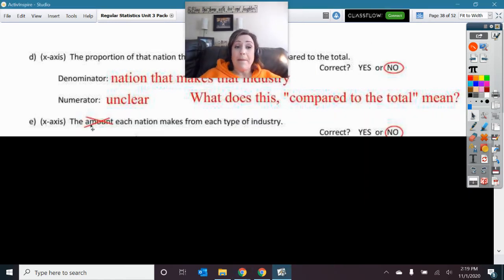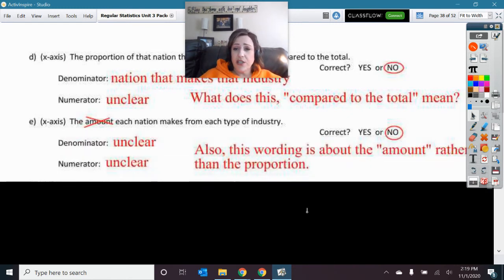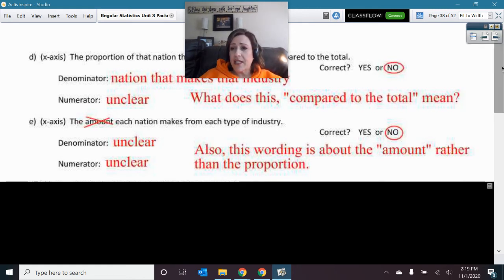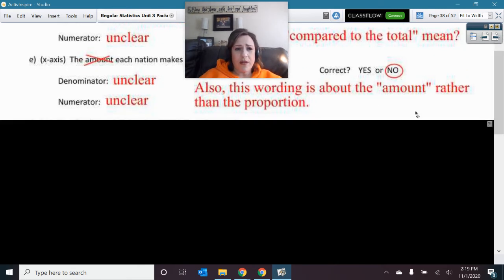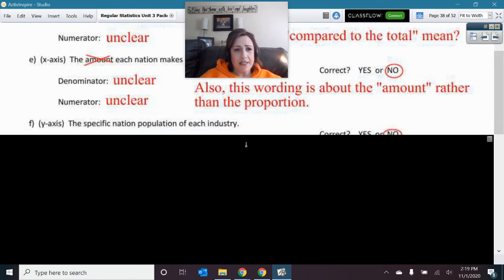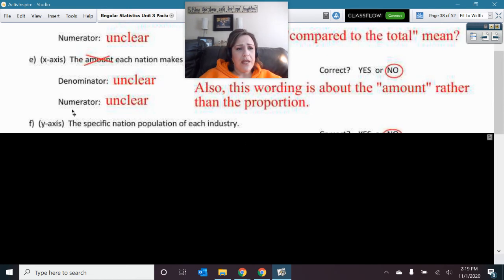Okay. The amount of each nation makes from each type of industry. That's unclear. It almost sounds like nation is the denominator, but I don't know. Plus, it talks about amount rather than proportion. So that's another ding against that one.